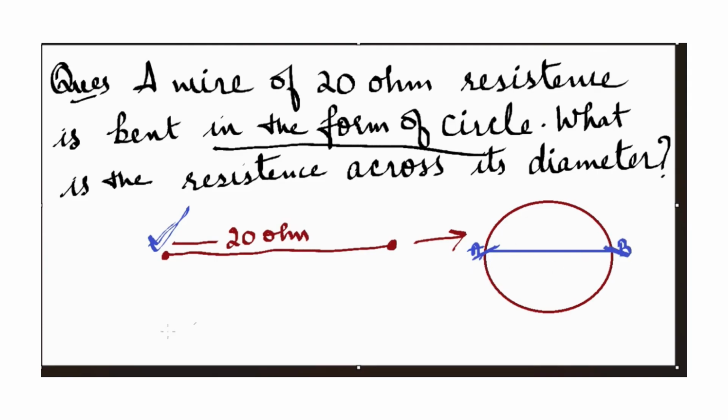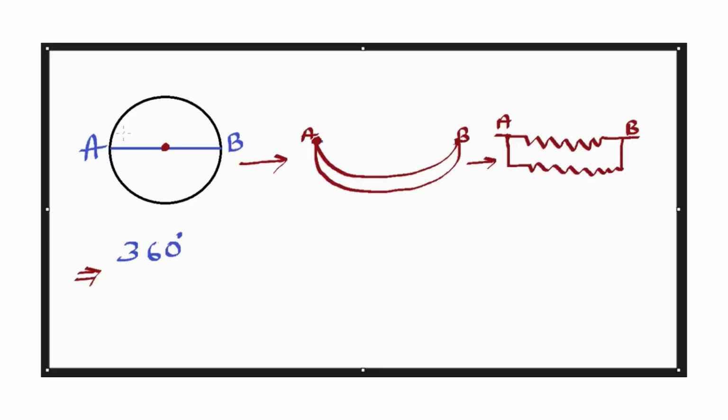So let us think about this question. We are given that this is the wire which is bent in the form of a circle. Now we have to find how much resistance there is along its diameter. This is a question which is asking many things in disguise actually. That is, if you think of this circle along its diameter, these are 2 points A and B.